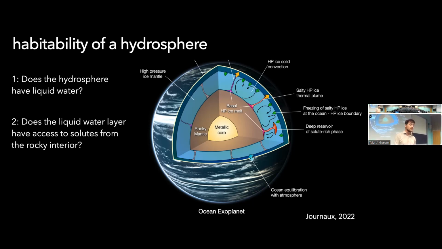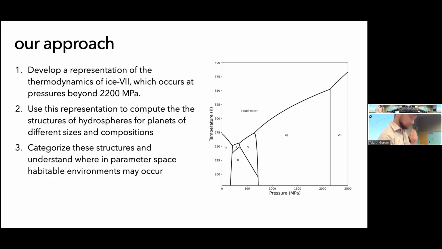In reality, we expect that these high pressure ice layers might be permeable. So you can see in this picture, we have a couple indications of transfer of materials through the ice mantle. One is convection in the high pressure ice. And then another that we're showing here are plumes of solute rich material that's welling up from the base, from the hydrosphere core interface, where there might be some amount of basal melting going on. And I'll talk more about that later in my presentation.